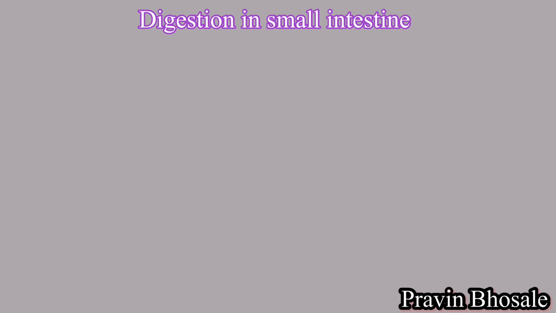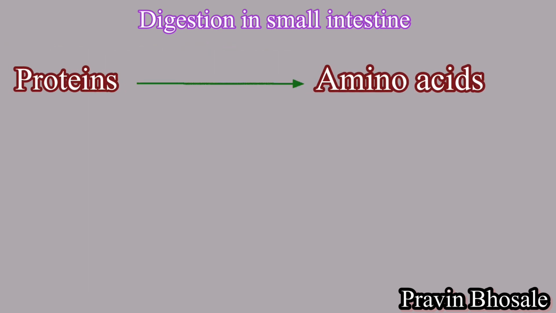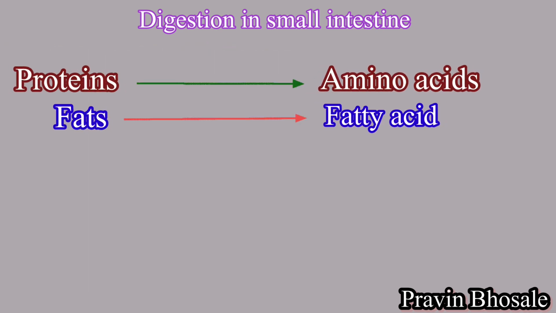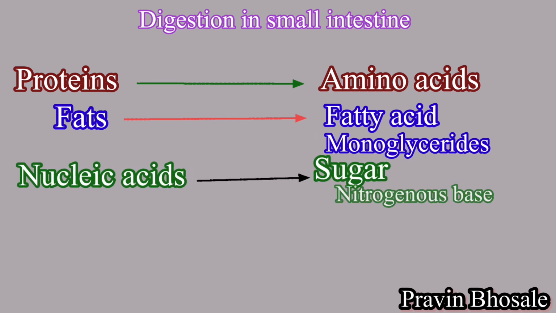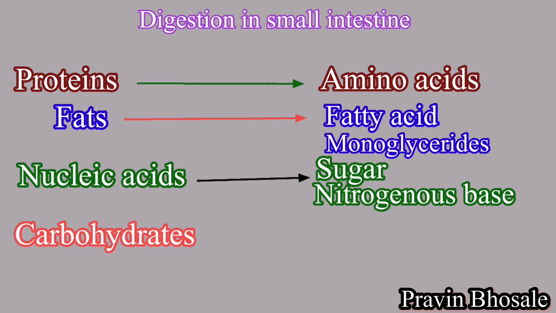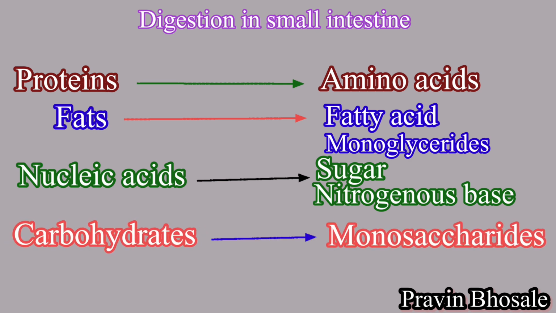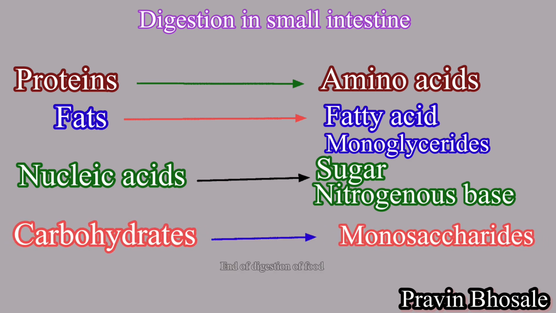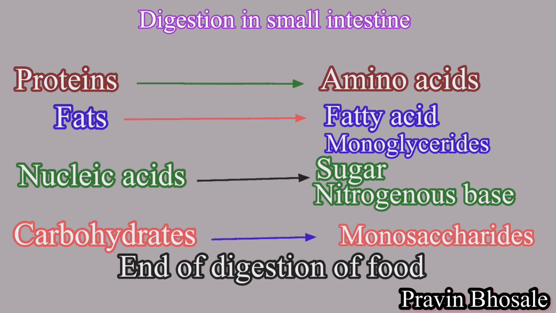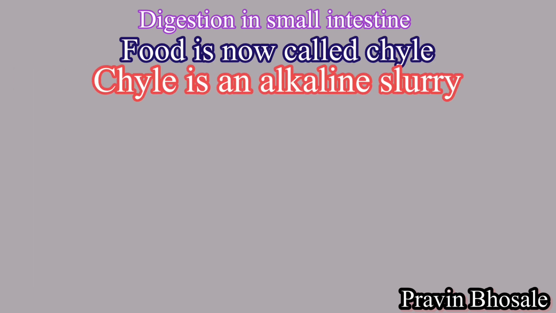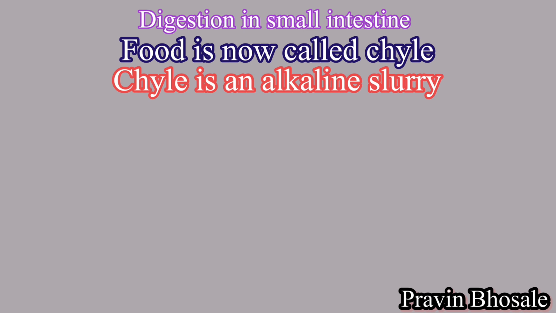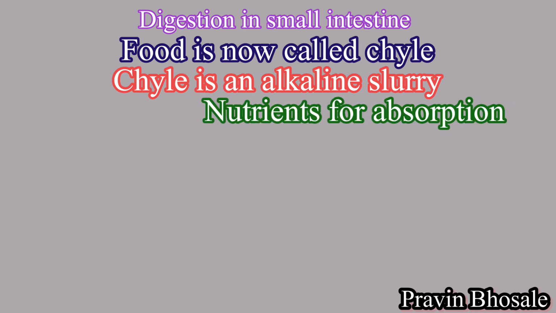Here conversion of proteins into amino acids, fats to fatty acid and monoglyceride, nucleic acid to sugar and nitrogenous base, and carbohydrates to monosaccharides marks the end of digestion of food. Food is now called chyle. Chyle is an alkaline slurry which contains various nutrients ready for absorption.